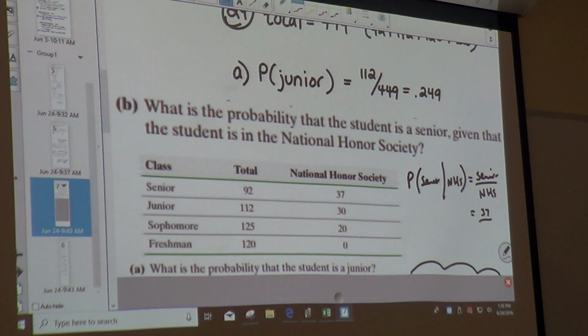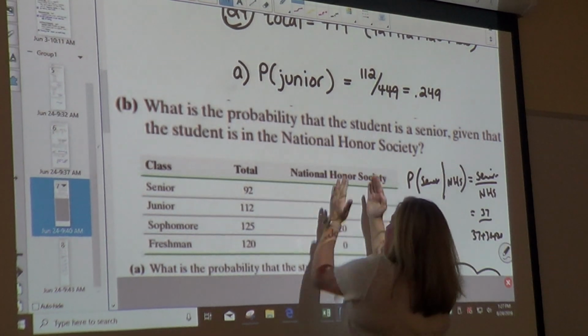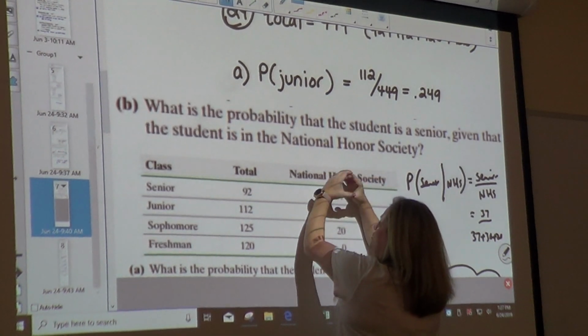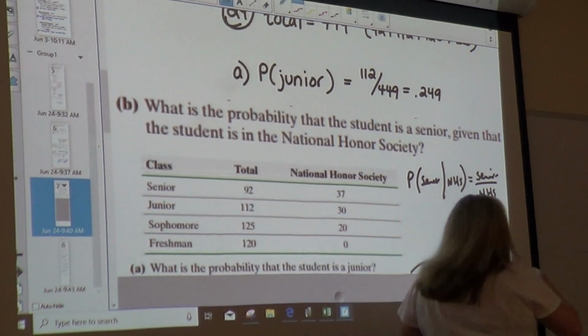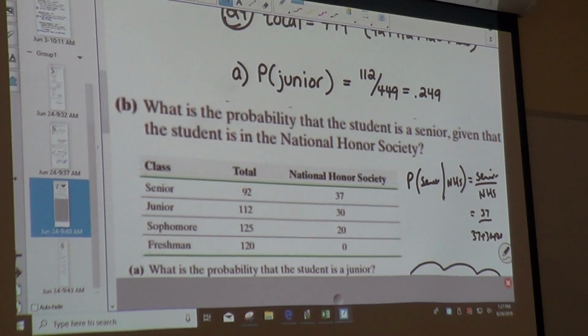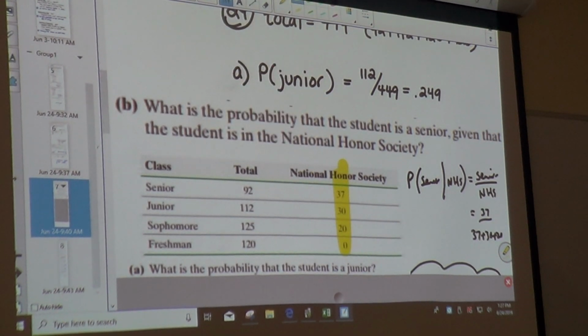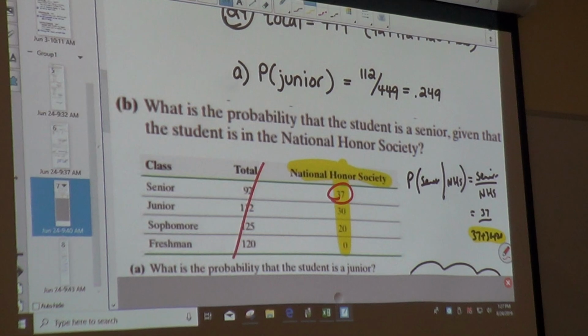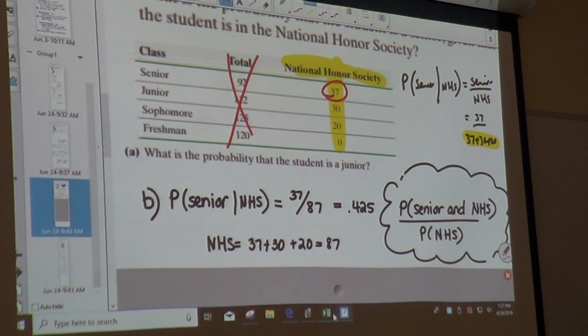37 plus 30 plus 20. So, given means I'm only looking at National Honor Society. From the National Honor Society, I only want to know the seniors. So I'm only looking at the National Honor Society. And from that National Honor Society, I only want to know the seniors. And I accidentally slipped over that by accident.